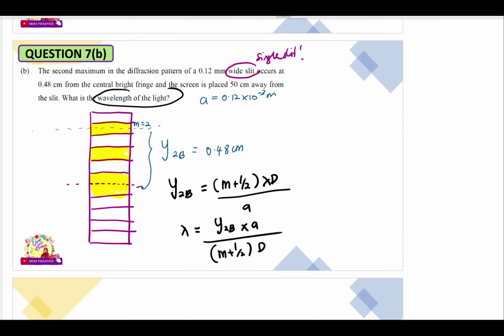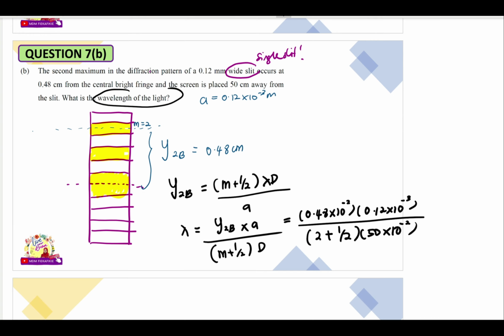Okay, masukkanlah nilai dia. Okay, so kita masukkan nilai 0.48 cm, power of negative 2, a millimeter. Pastikan betul. M, okay, second maximum, so the number of order which is 2. Okay, and 50 times 10 power of negative 2. Okay, sebab dia kata screen is placed 50 cm away from the slit. Okay, so the answer, therefore, the final answer, okay, is equal to 4.61 exponent negative 7 meter. Okay, so this is the final answer. Alright, so finish question 7B.